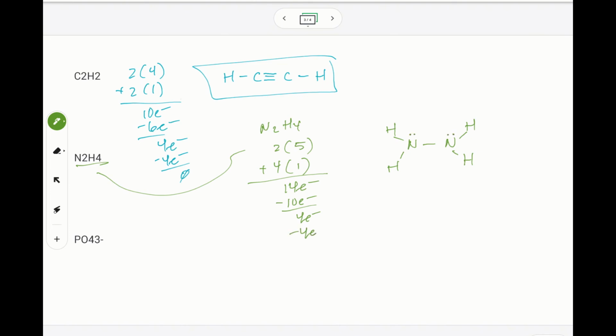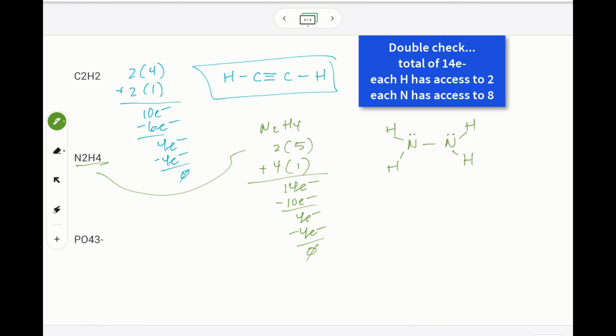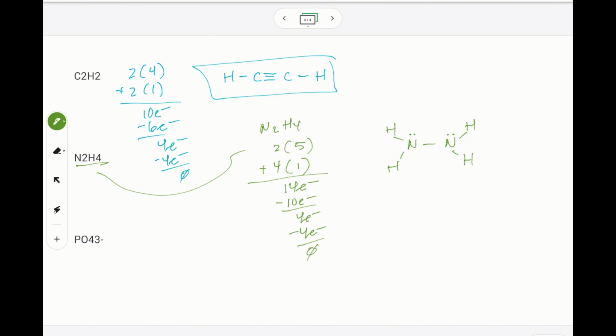And in this case, now each nitrogen does have access to a full octet, right? Each hydrogen has access to its duet, and we are done, and that is the full and complete structure for N2H4, right? And last up, we have phosphate, right?